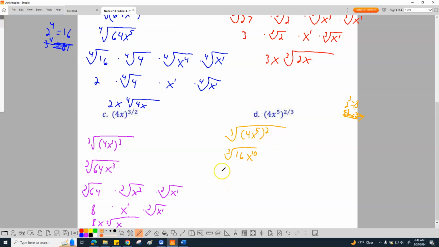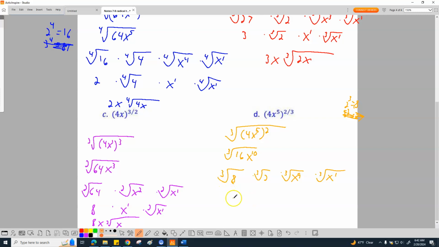We want 8. So check it out. Cube root of 8 times cube root of 2. 8 times 2 is 16, times the cube root of x to the 9. Notice I'm looking for the biggest multiple of 3 inside this number, which happens to be 9. And then what's left over when I'm done? There's a 1 left over.